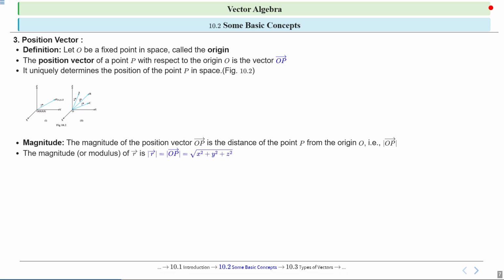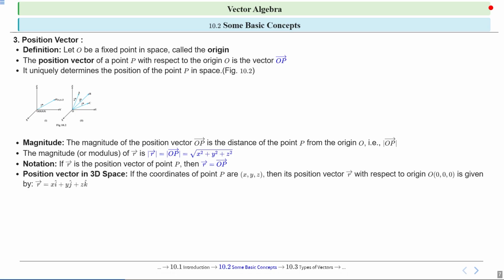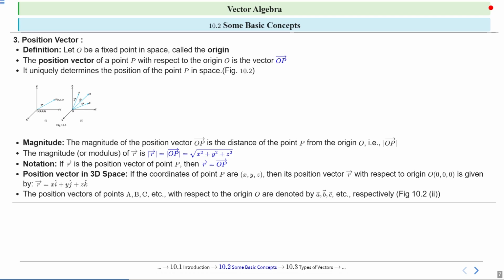Right. The magnitude or modulus of vector r, which is magnitude of OP, is root over x square plus y square plus z square. Notation: if vector r is the position vector of point P, then vector r is equal to vector OP, right? Position vector in 3D space: if the coordinates of point P are x, y, z, then its position vector r with respect to origin O, which is 0, 0, 0, is given by vector r is equal to x i cap plus y j cap plus z k cap. The position vectors of points A, B, C, etc. with respect to the origin O are denoted by vector a, vector b, vector c, etc. respectively. You can see figure 10.2, part 2, right?